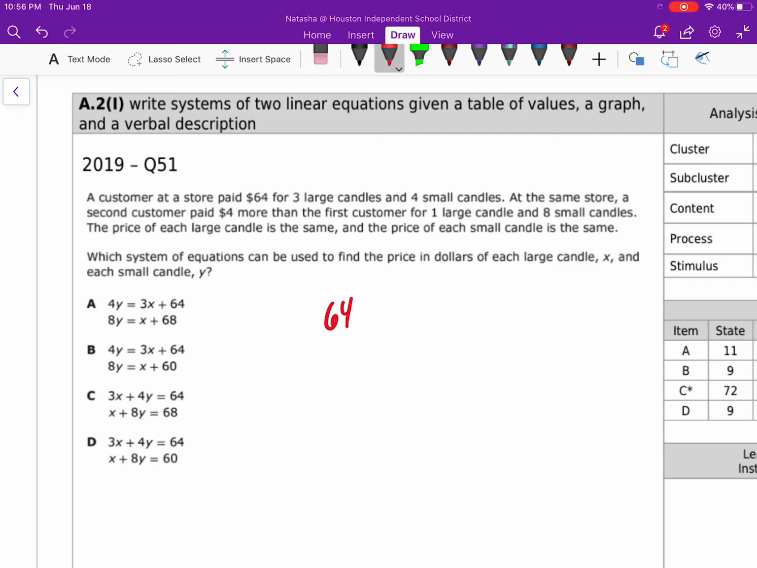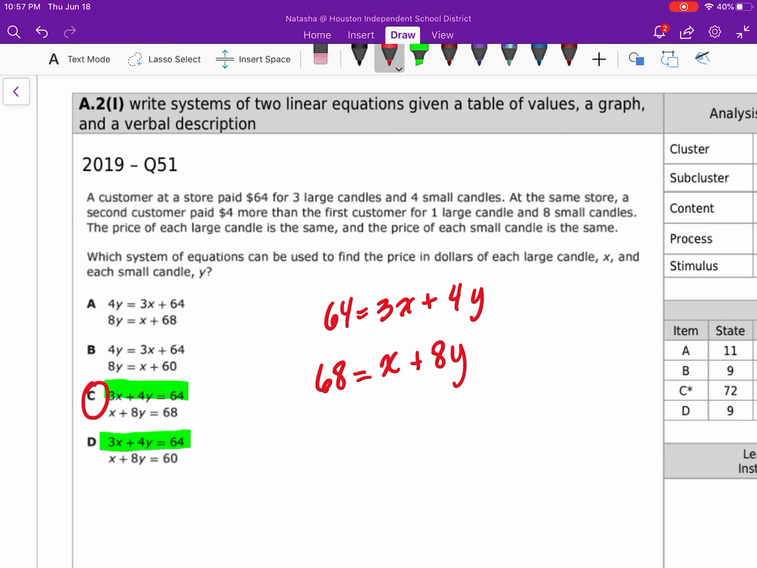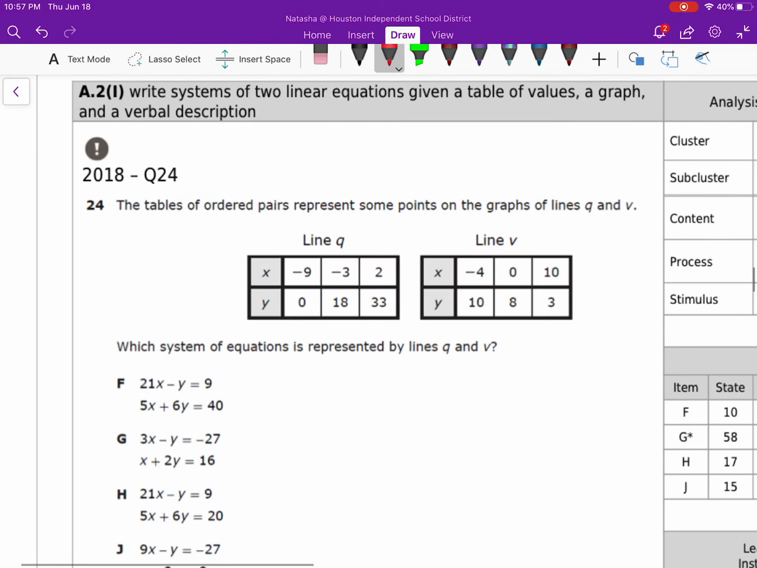Our first equation is 64 equal to 3x plus 4y, which matches that equation there. Then we have 68, because 4 plus 64, is equal to 1 large candle, which is x, plus 8 small candles, which we said was y. So then that gives us our answer choice C. And that's how we work that through. So there we go.